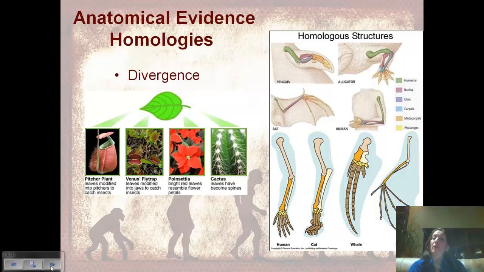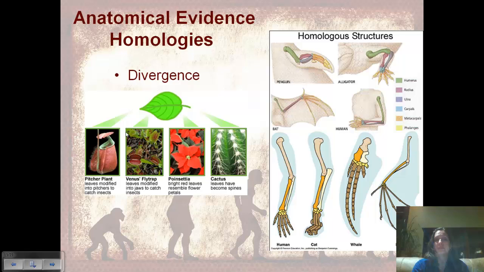Another example is what we call homologies. Homologous structures are structures that were probably retained from a common ancestor, but now have a different function. Here we have these colored patterns to indicate the different bones, and you can see the same color patterns, or the same bones, in these different organisms. So the penguin has a flipper, the alligator has a claw, the bat has a wing, the human has an arm. Functionally, these are different. However, structurally, they are the same, which indicates they probably descended from a common ancestor that had these same bones.